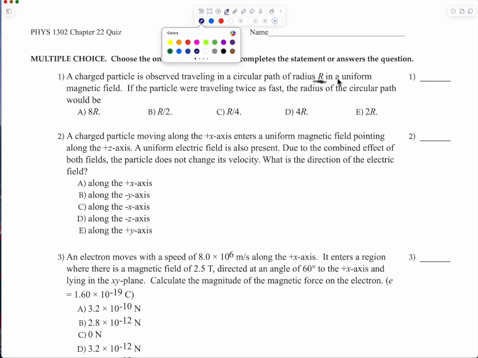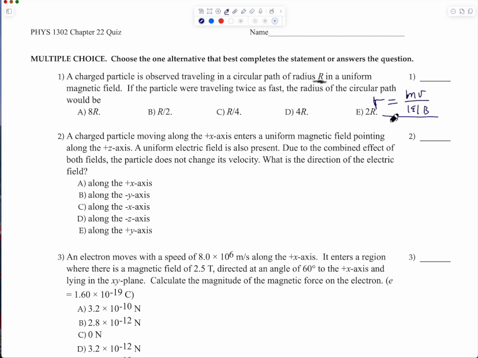Radius R, in uniform circular motion in a magnetic field. If the particle were traveling twice as fast, the radius of the circular path would be... All right, so remember the equation for the radius. If I remember correctly, it is r = mv over qB, right? So this is the radius in uniform circular motion.